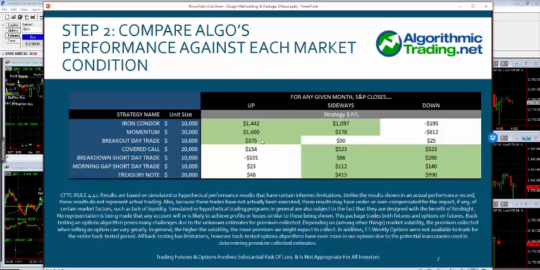Basically what we do is we look at, okay, this algorithm does good in up conditions, and so we want to have an algorithm like this so that we're covered when the market goes higher. The Treasury note does good when the market goes down, and doesn't lose a lot when the market's going higher. And so as we overlay all these algorithms together, you can start seeing how we have this pseudo arbitrage slash market direction agnostic portfolio of algorithms.